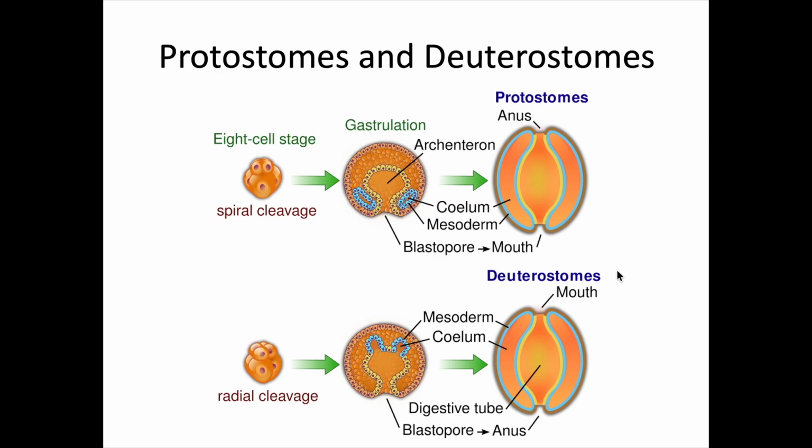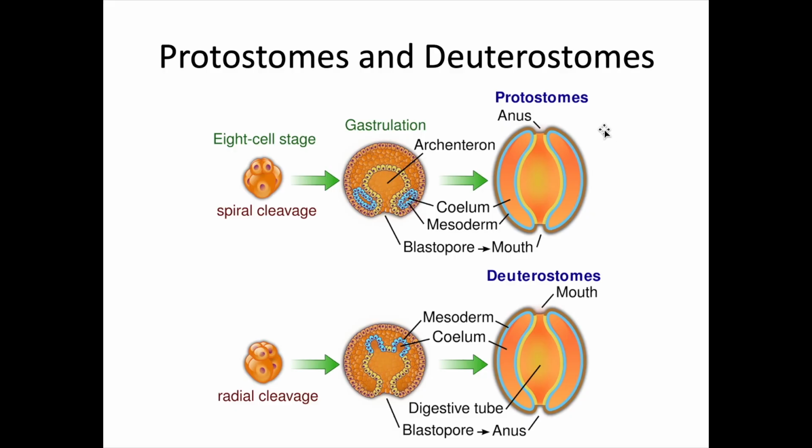In deuterostomes, it's the opposite. The initial indentation is going to eventually be the anus. It's going to extend out and form a mouth on the other side. So protostomes, mouth first, deuterostomes, butt first. That's the biggest difference.